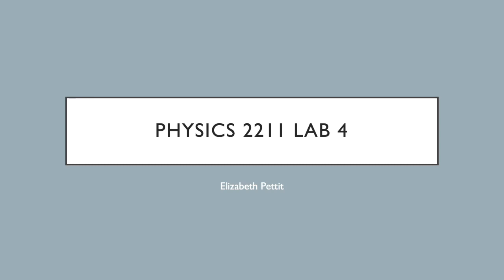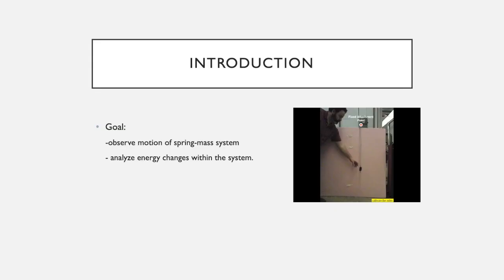Physics Lab 4 dealt with oscillation. The goal of this lab was to observe the motion of a spring mass system and analyze the energy changes throughout the spring's oscillation. In this specific lab, we were tasked with analyzing this video of a mass as it swung at the end of a spring.